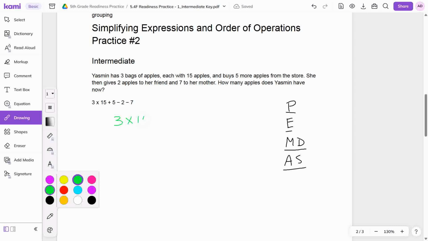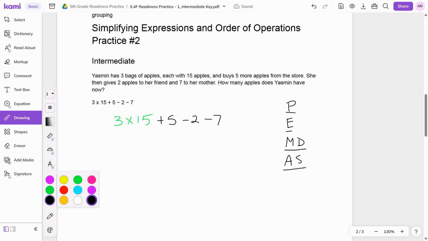3 times 15 is because I got 3 bags of apples, each with 15. I'm going to buy 5 more, so that's plus 5. And then I'm going to give 2 away to a friend, and I give 7 away to her mother. That's where we get the minus 2 and the minus 7.